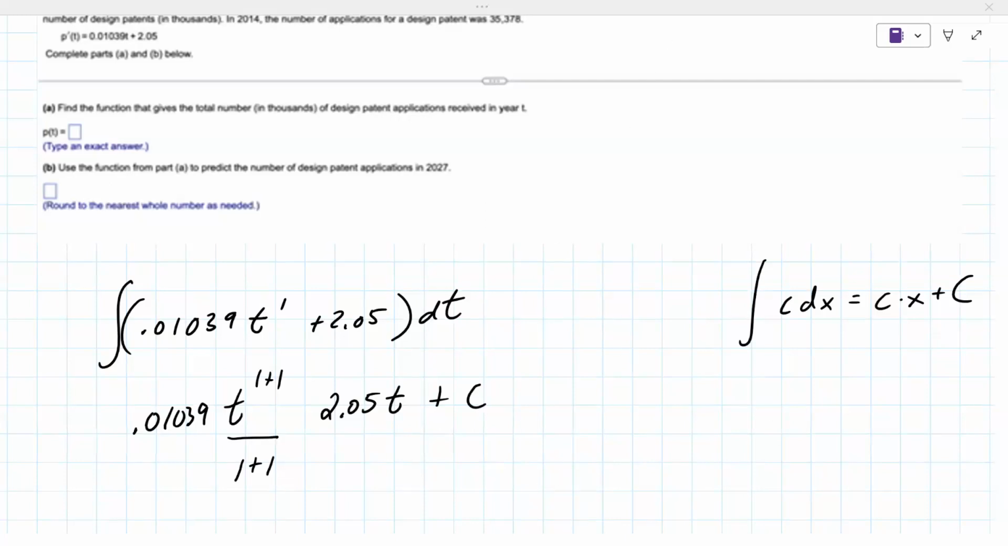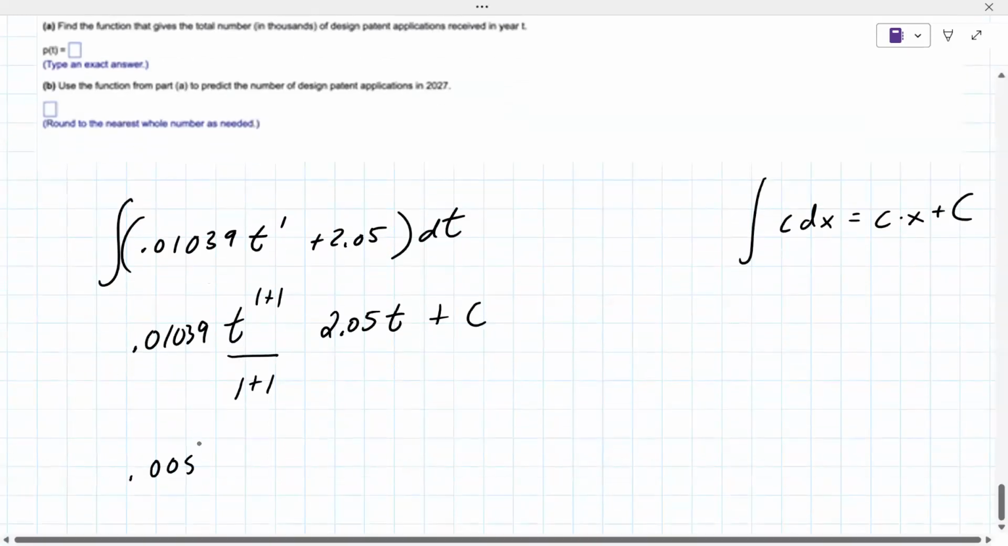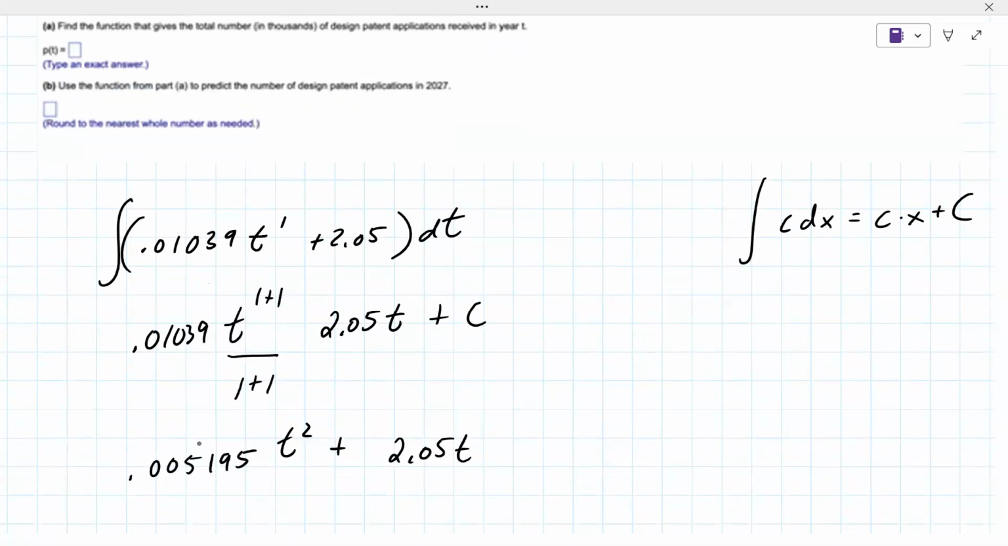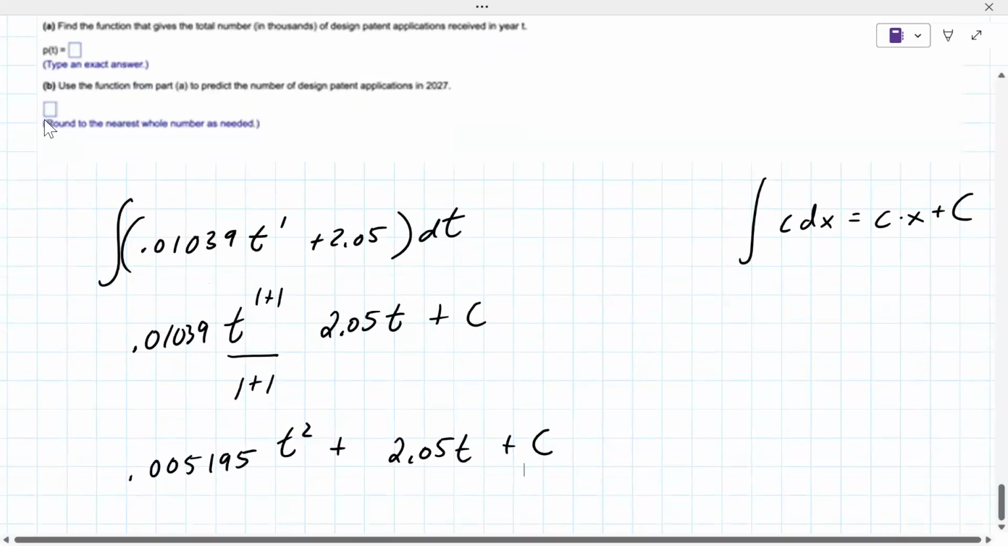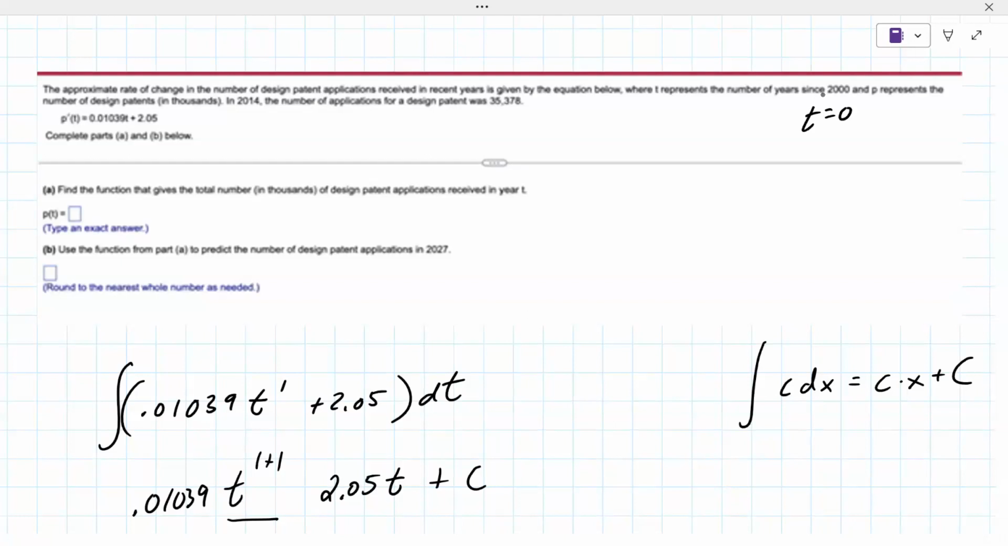So, all right. So this ends up, when you divide by 2 here, being 0.005195 t squared plus 2.05 t plus c. And if you go back and look, it says in 2014, which is the base year. No, it is not the base year. The base year is 2000. So 2000 is t equals 0. So in 2014, there were 35,378 patents.